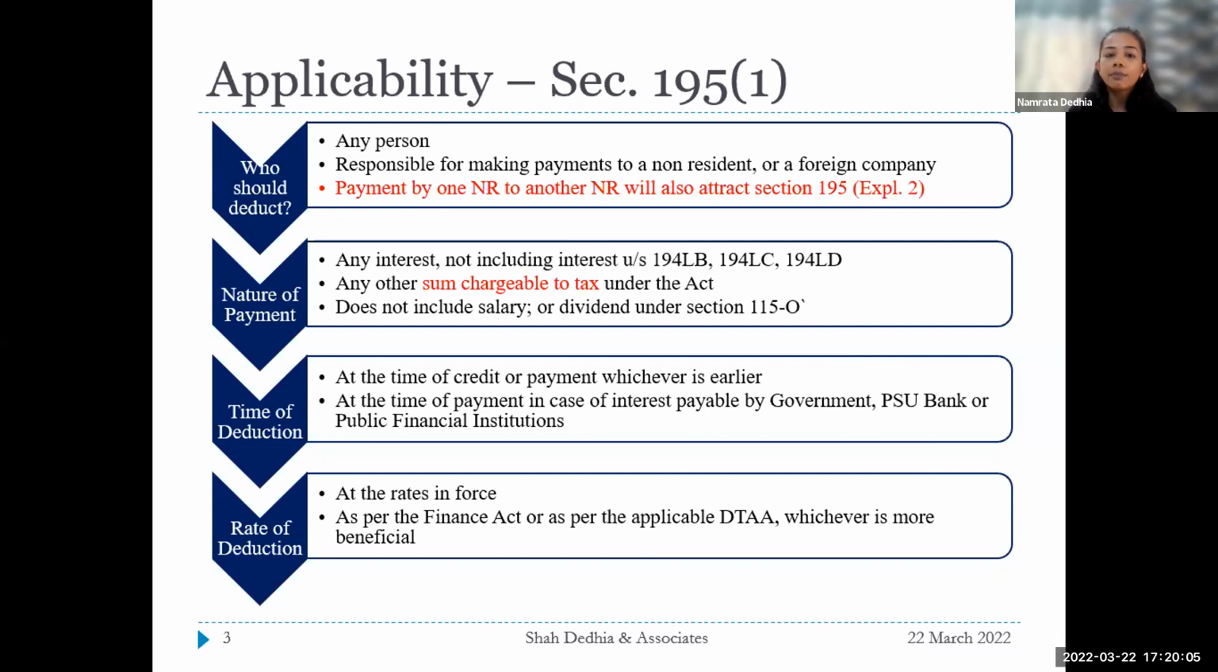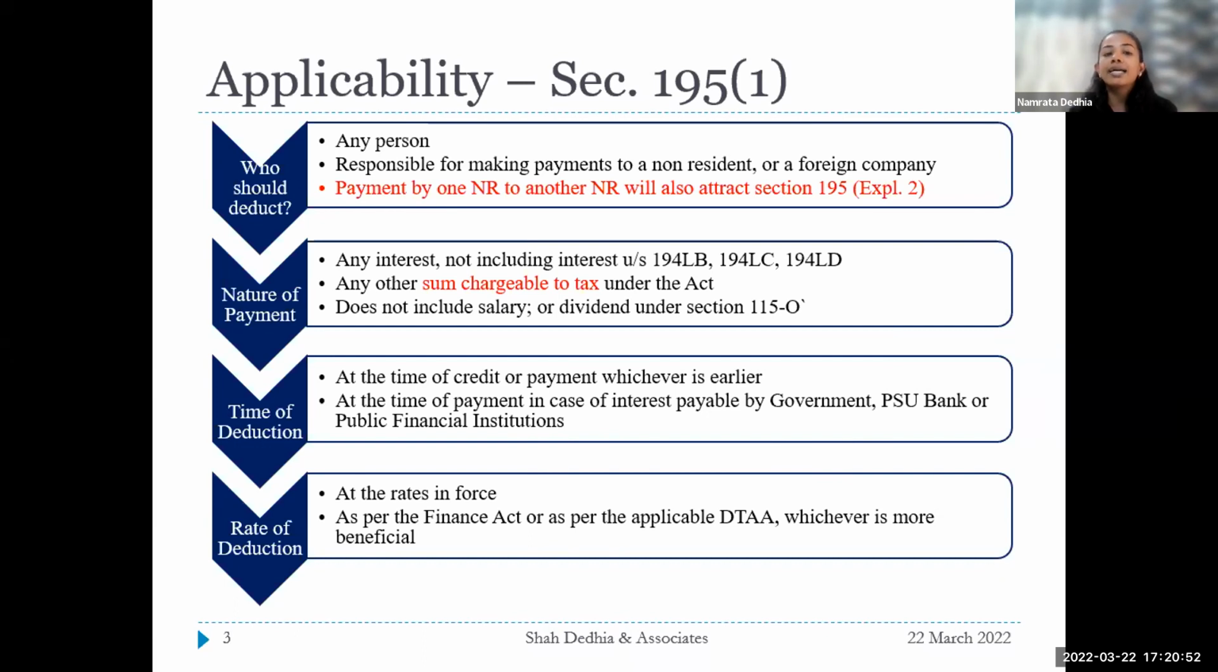What type of payment are we talking about? We're talking of any interest, which will of course exclude interest under 194LB, LC, LD, because these three provisions apply to interest payments to non-residents, but they are specific TDS provisions: interest payments to non-residents on either rupee borrowings or external commercial borrowings, etc. Because these are specific sections covering interest payments, the interest covered in those sections will not be covered under section 195. Other than that, any other interest payments will be covered under 195. Any sum chargeable to tax under the Act.